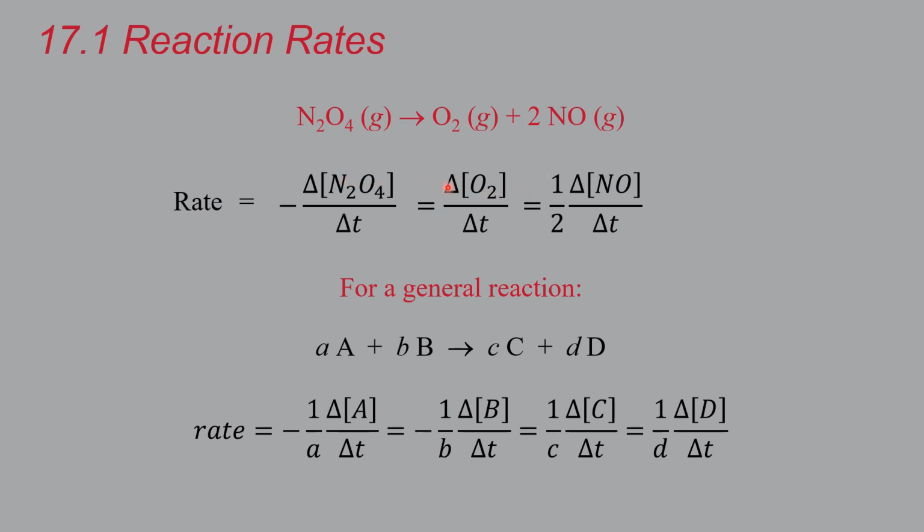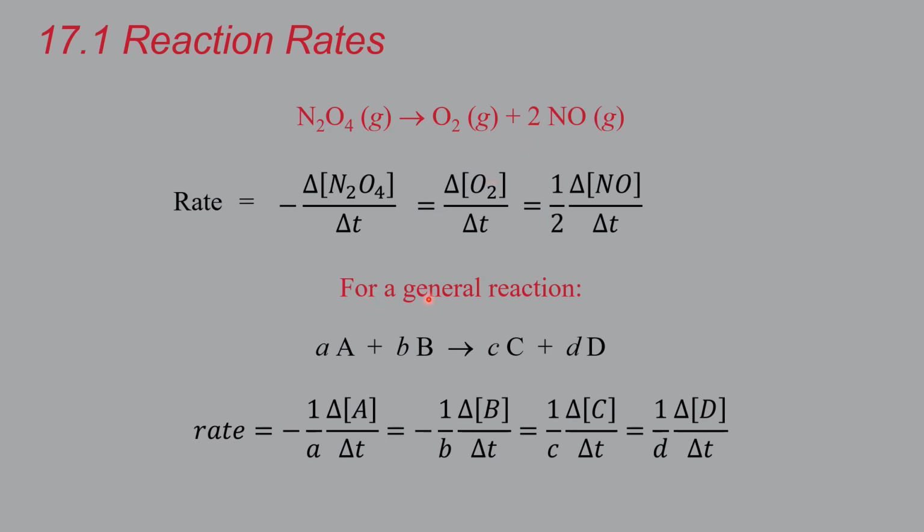Now, the other factor we need to take into account is that the stoichiometry for reactions will make things come and go at different rates. We already determined that the NO was going to come in twice as fast as the O2. So what do we do? Well, we divide the change in NO over the change in time by 2, and 2 is the coefficient. And that's just a general thing.